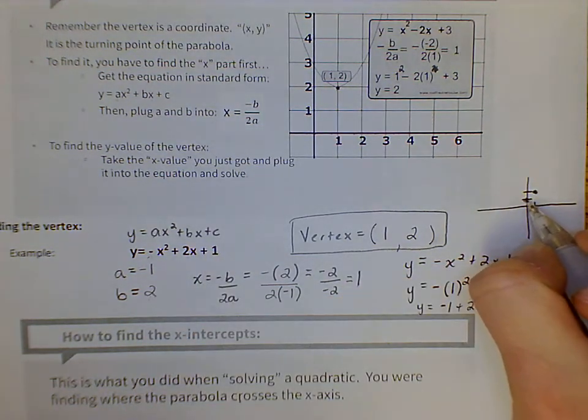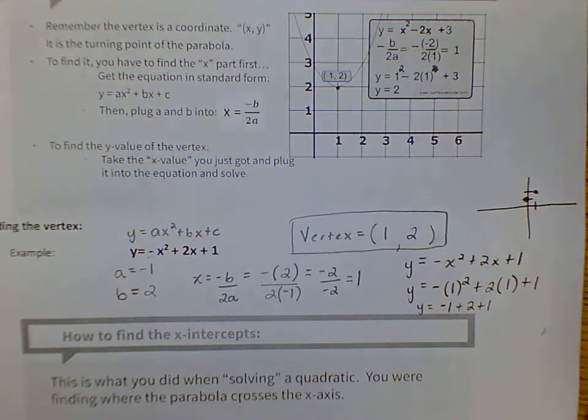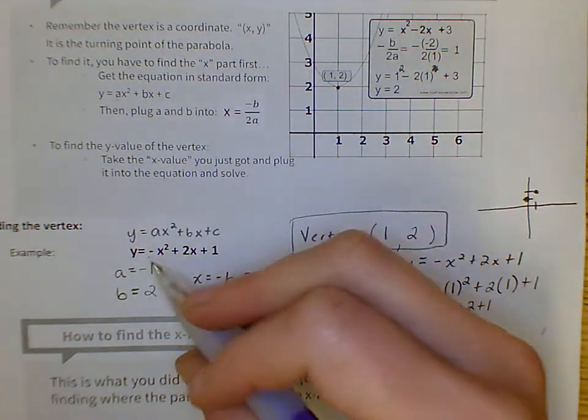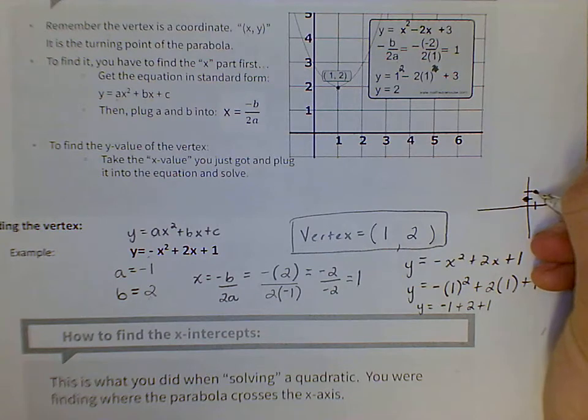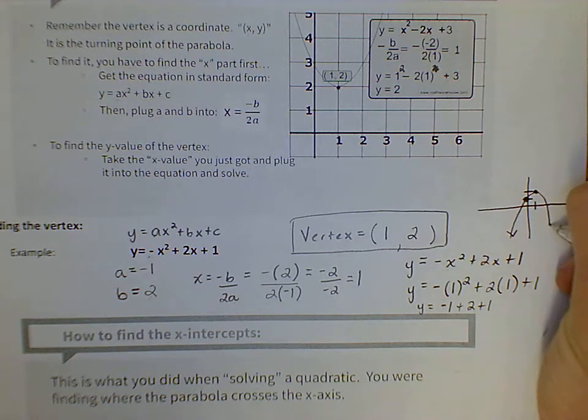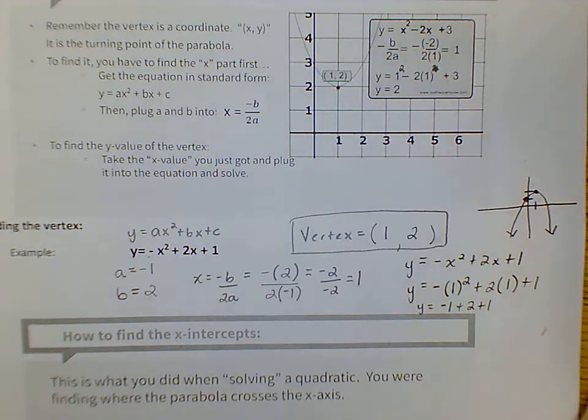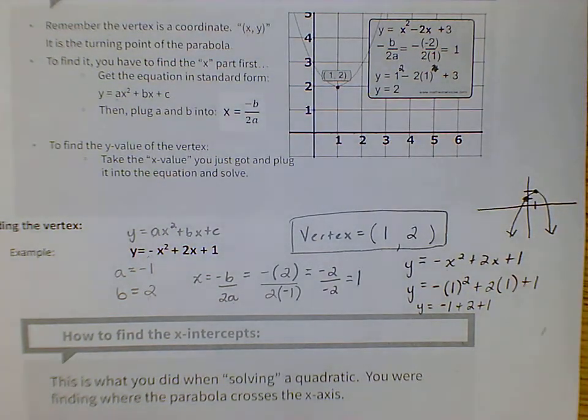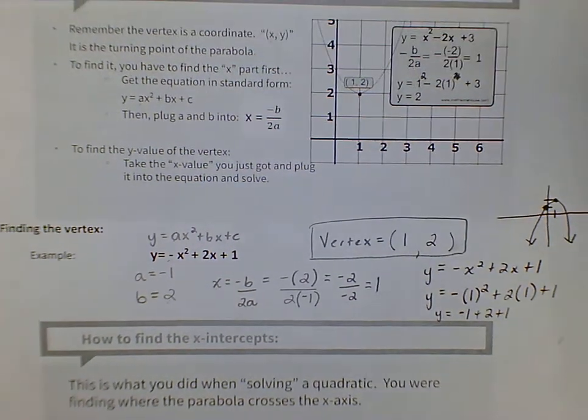So I could actually put a dot right here because it's going to hit right there. And then I also know it's going to open down. And so that's the turning point. So I can kind of sketch. It's not going to be perfect, but I could at least sketch a picture of what that would look like. So that is how you find the vertex, okay?